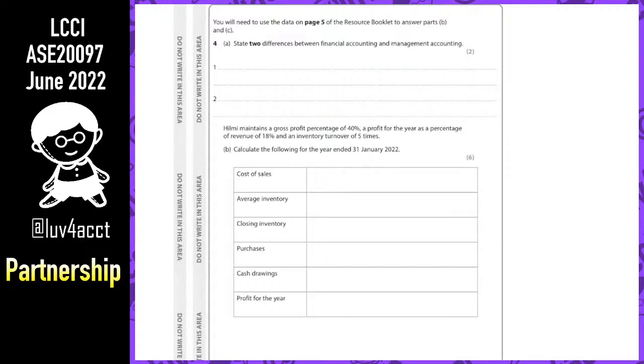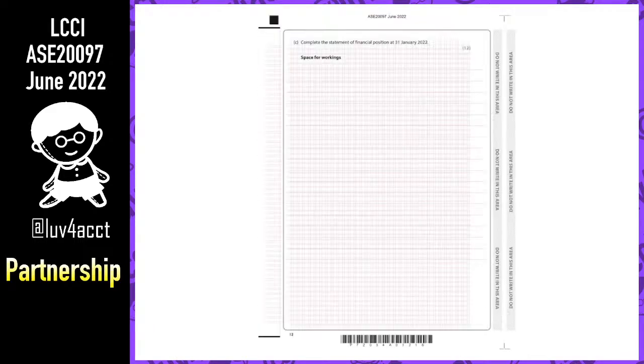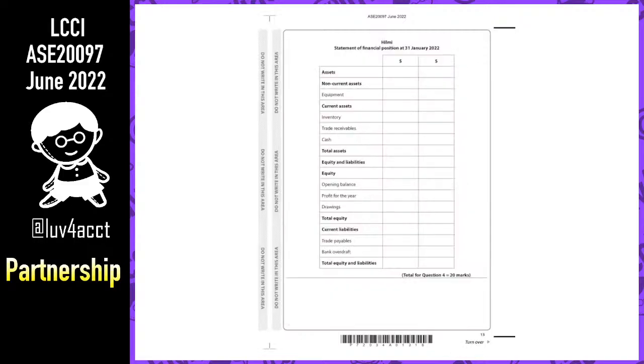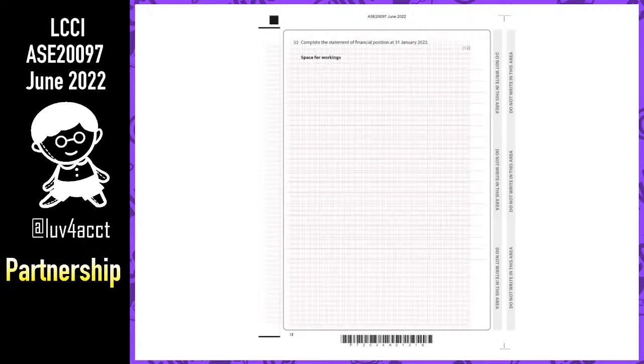So 2 points, 6 points, and then complete the statement of financial position. This time it is the statement of financial position, and they are really kind. You are already given the format. You don't need to worry about that. If I were to set the question, I wouldn't give you that. So 20 marks. Let's see.